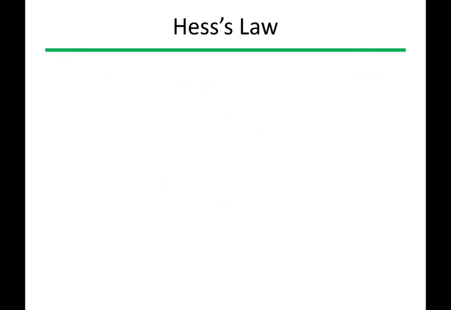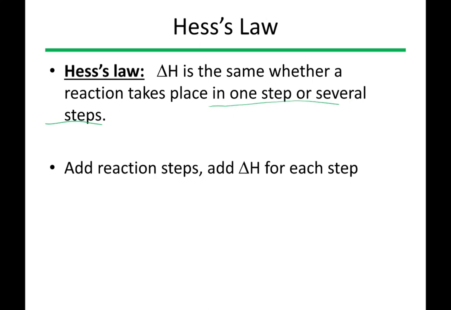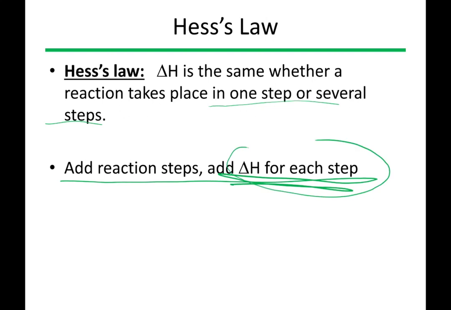These two features lead us to Hess's law. Hess's law is a result of both the conservation of energy, the fact that energy can't be created or destroyed, which allows for all these different versions and swaps of the enthalpy equations, and also the fact that delta H is a state function. What Hess's law states is that delta H is the same whether the reaction takes place in one step or several steps. So if we can break apart an equation into individual steps, we can just add together the delta H for those individual steps and get the delta H for the overall reaction.